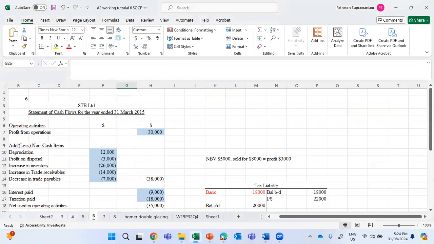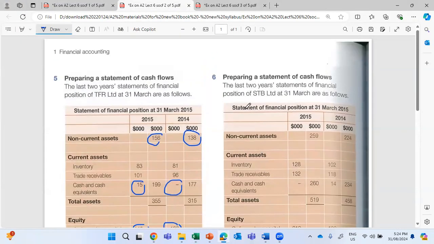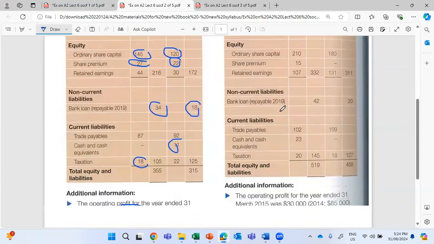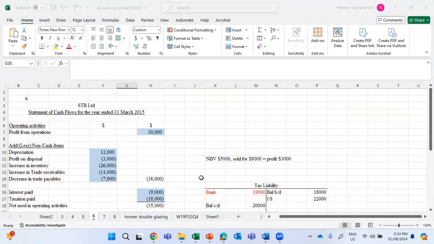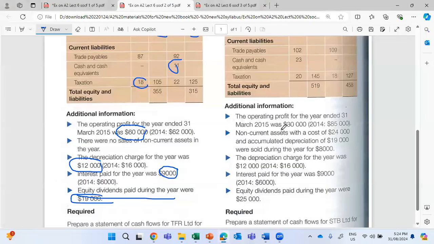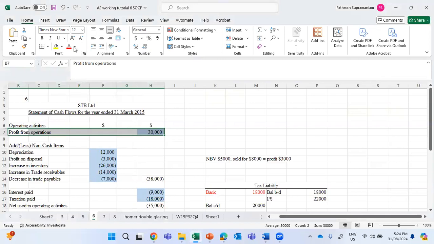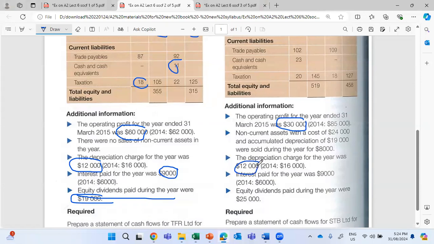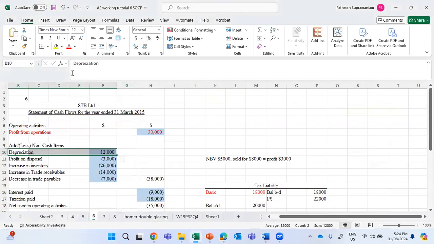Showing you another example, question number 6. Here it is. We start with profit from operation, 30,000, coming from here. And then we add or less the non-cash items. Depreciation is a non-cash expense, so we add. And then profit on disposal. This is a non-cash income, so you've got to deduct.